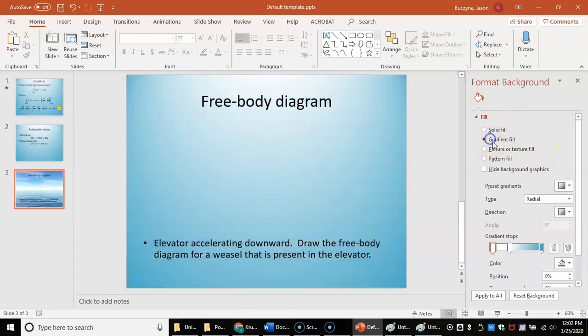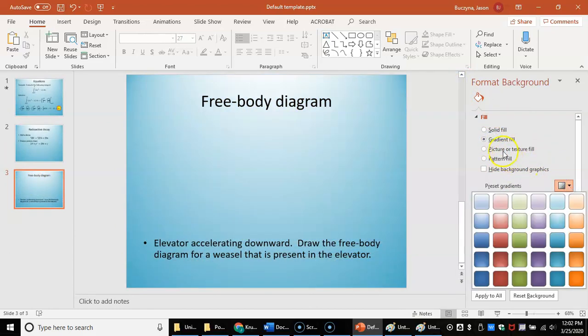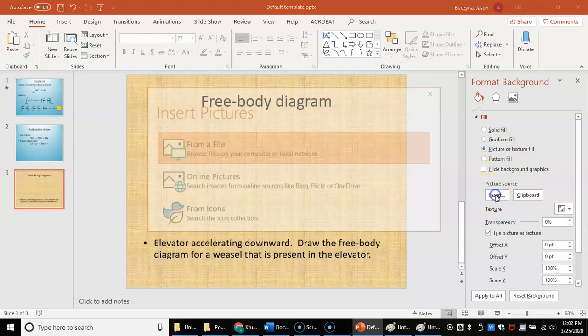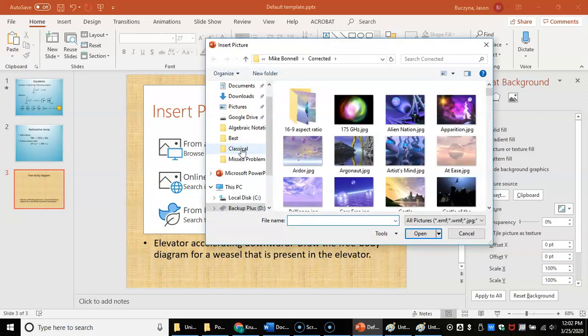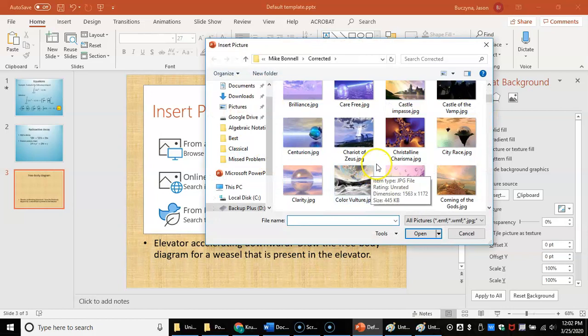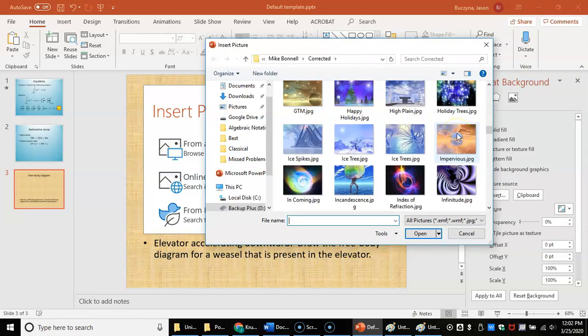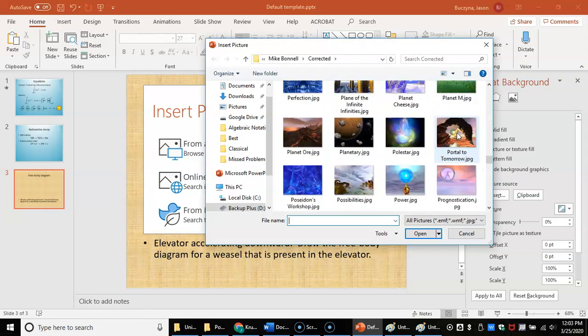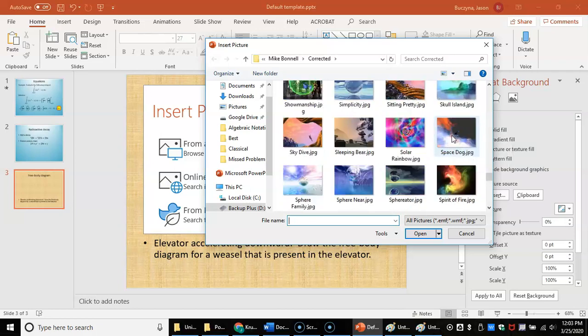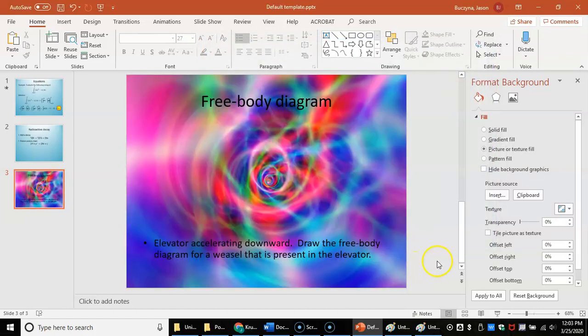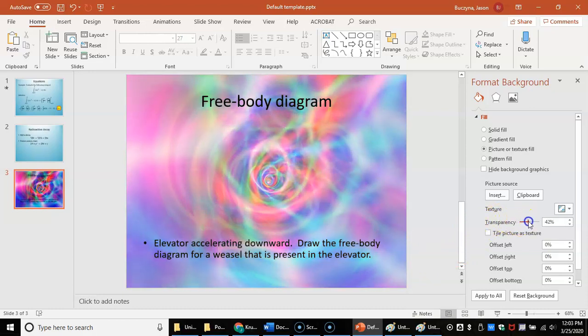I could do gradient fill with a number of different gradients here, but I actually want a picture. So I'm going to Insert, and from a File, and in particular, I want, let's say, something nice and colorful. Just scrolling down, I've saved a bunch of these for purposes of backgrounds. Oh, this one's nice and colorful. I'll insert this. Uh-oh, now it's hard to see my text. So I'm going to change the transparency of this, make it a little more transparent. That's probably good. So get out of this.